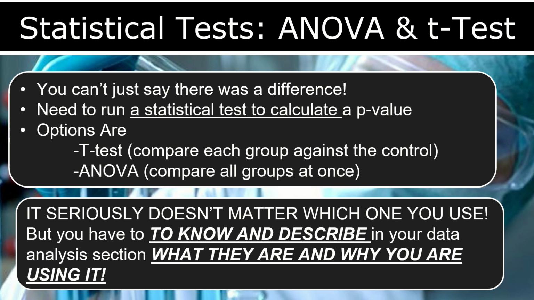It just depends on what you want to say with it. A t-test is going to allow you to compare each group against your control. This is comparing two groups at a time and saying if there's a difference between them. Versus an ANOVA is going to compare all the groups at once and say if there's any difference between any of the groups. Again, it doesn't matter which one you use, but in your analysis section, you do have to state which one you're using, define what it is, and when it is appropriate to use it, and be sure that you understand what that test is actually telling you.